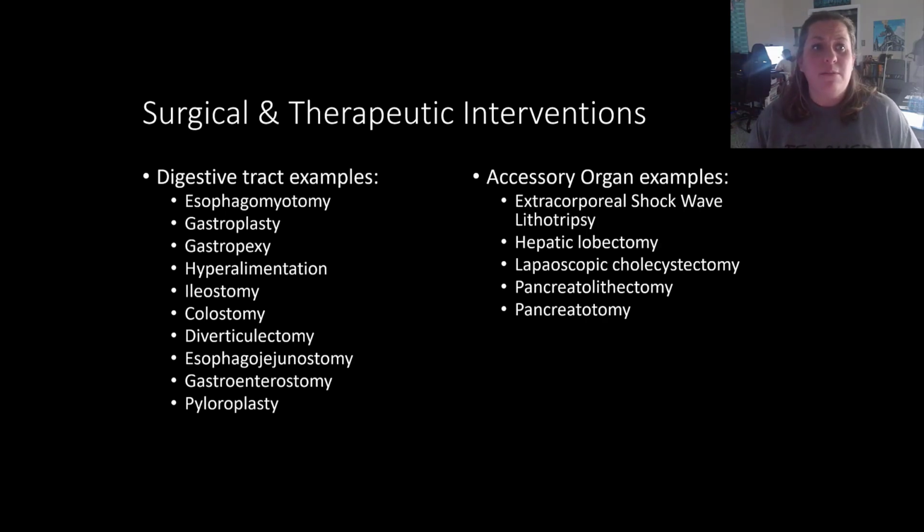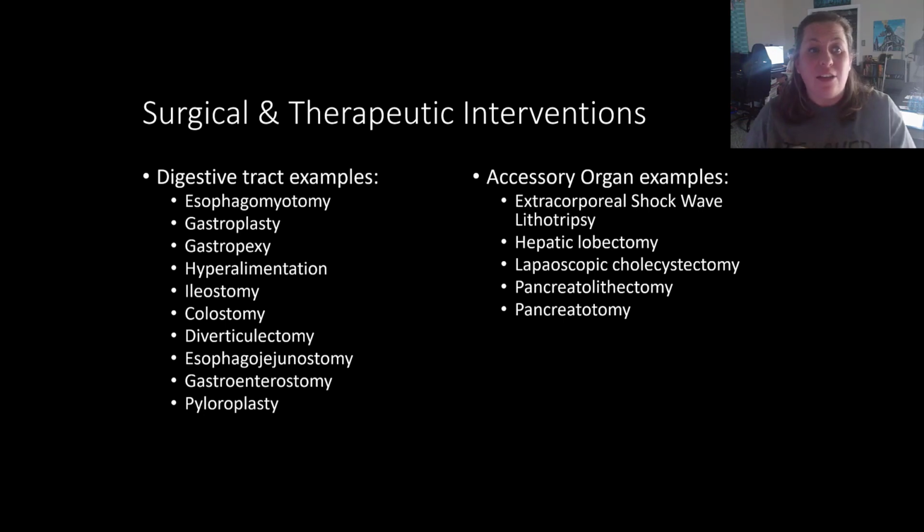All right, so then we have some surgical and therapeutic interventions. These are things that can be done in order to help correct some of the pathologies that we were talking about. And so if you take a look, you can see that you have digestive tract examples and you have accessory organ examples. Esophagomyotomy is going to be where they go in and they want to try to, like, if the esophagus is constricting, open it back up.